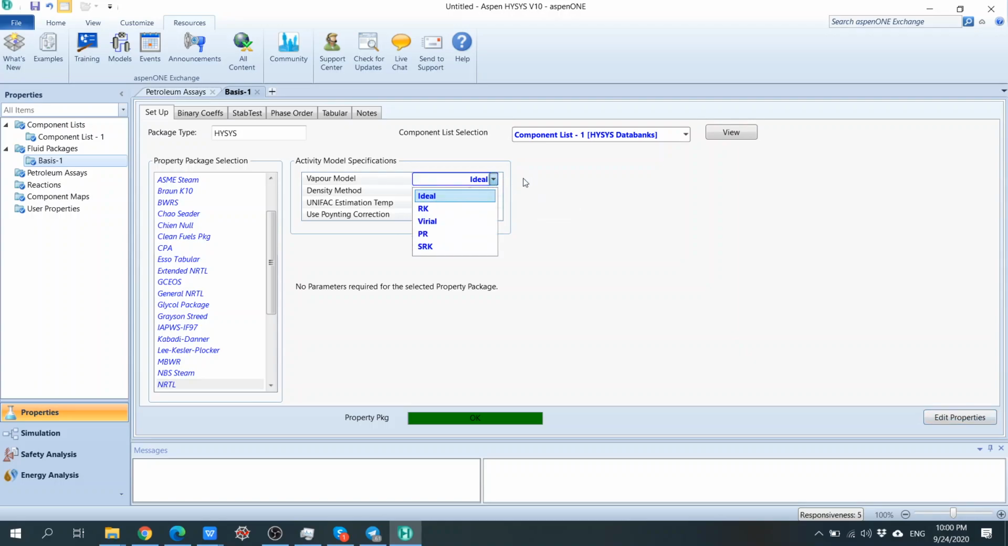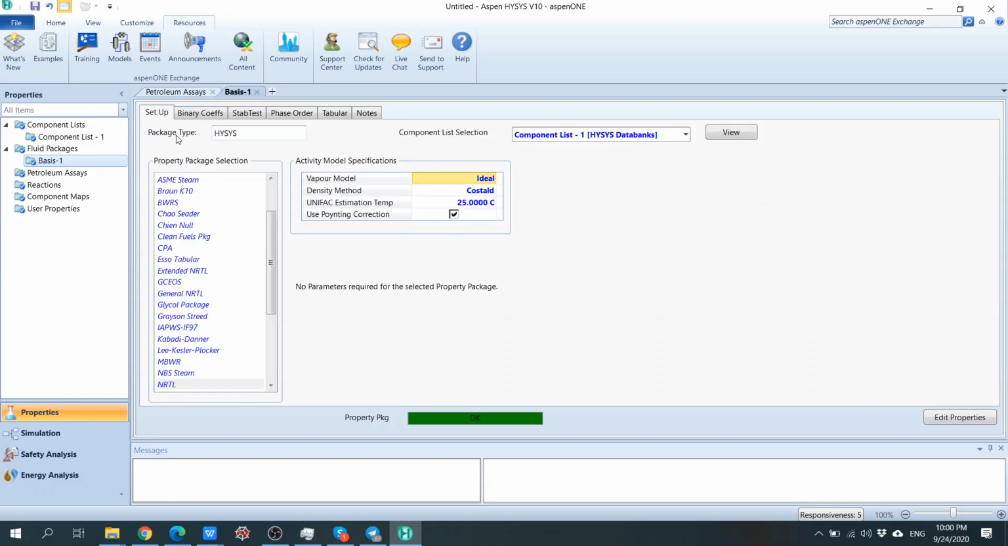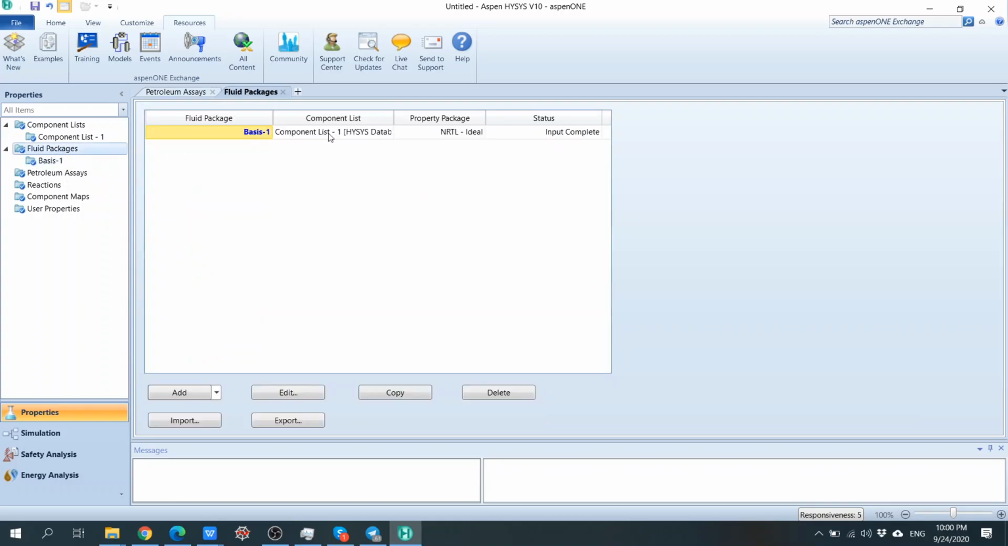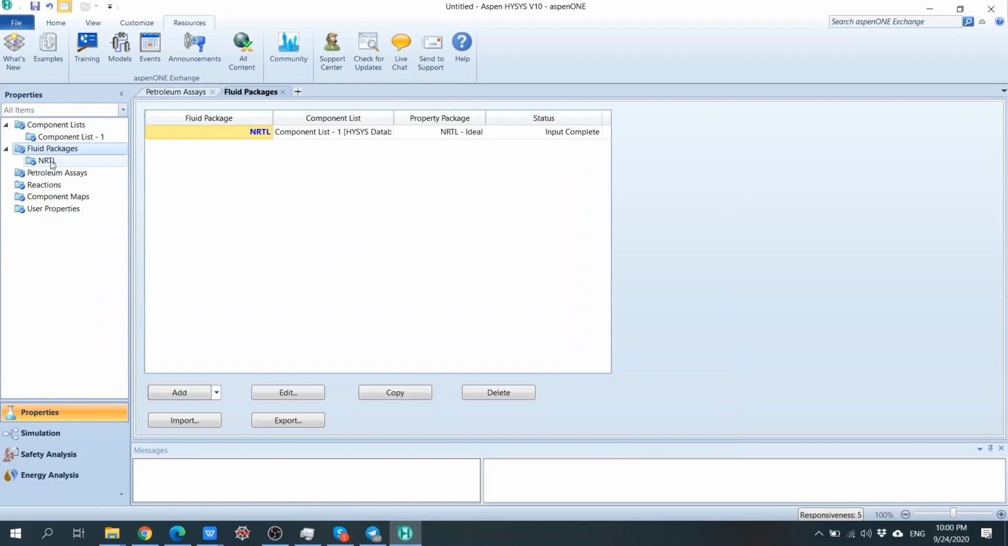It can mean anything: Redlich-Kwong, Virial, Peng-Robinson, SRK. Redlich-Kwong is the one that I just showed you. For the binary coefficients, by default, let's just rename this so that it's easier. I'll rename this to NRTL so that we know this NRTL fluid package is using NRTL. That's as easy as it is. Then we click edit, or just double click it here.